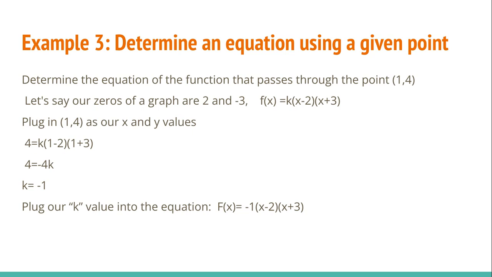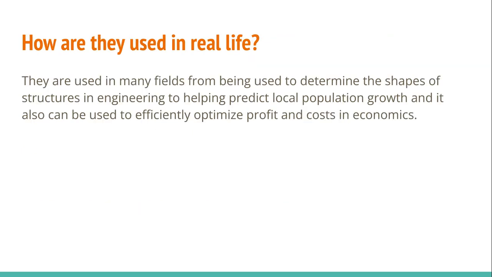Then we bring it down, 4 equals negative 4k, we divide both sides by 4, and our k value is negative 1. We just plug in our k value at the end into the original equation, which gives us f of x equals negative 1 (x minus 2)(x plus 3).